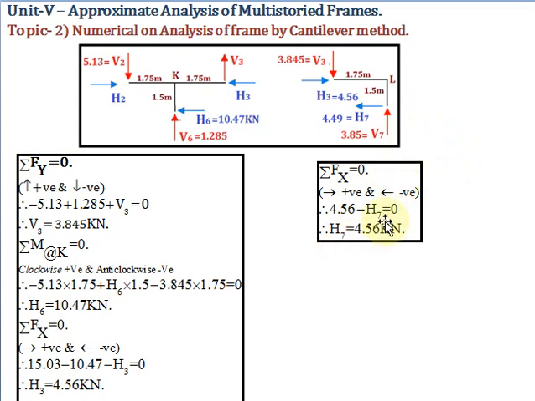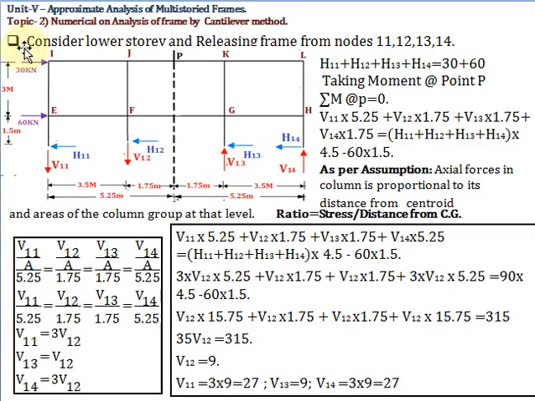Now applying the equilibrium equation, that is summation Fx equal to 0. Force acting toward the right side positive, toward the left side negative. So 4.56, H3 acting toward the right side, plus, minus H7. So here we'll get the value of H7 as 4.56. Now consider the lower story and releasing the frame from the node number 11, 12, 13 and 14.